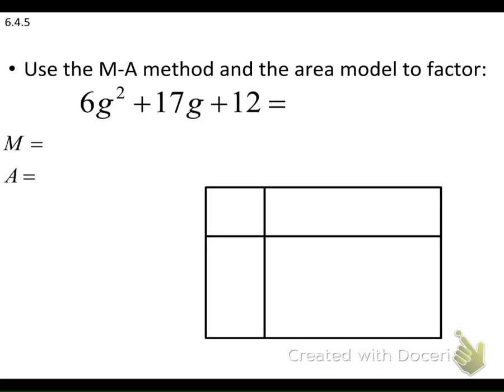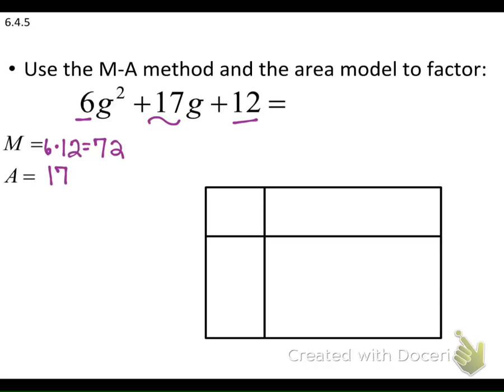How do I determine what the M is, Deja? You multiply 6 times 3. Good, you take your first coefficient times your third coefficient, and when you multiply that together, what do you get? 72. Okay, then your A is your 17, second coefficient.